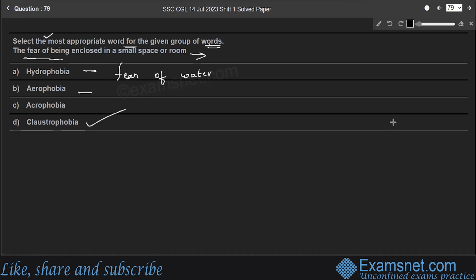Whereas aerophobia means an abnormal and persistent fear of flying. Fear of flying. Whereas acrophobia means an extreme or irrational fear of heights. Fear of heights is called acrophobia. Right? Therefore, the fear of being enclosed in a small space or room is called claustrophobia. Option D.